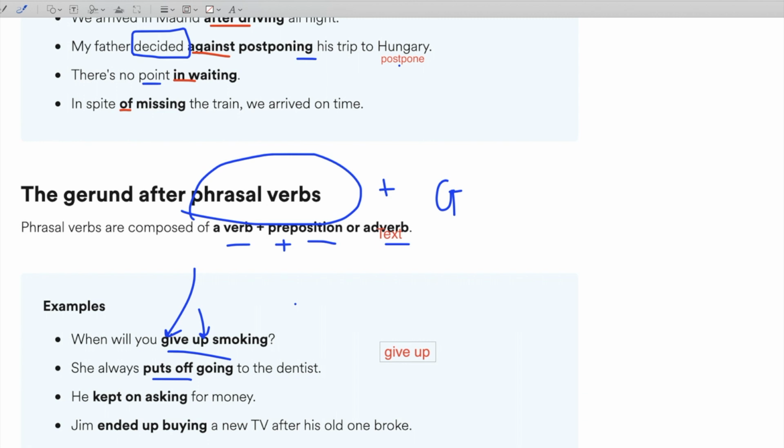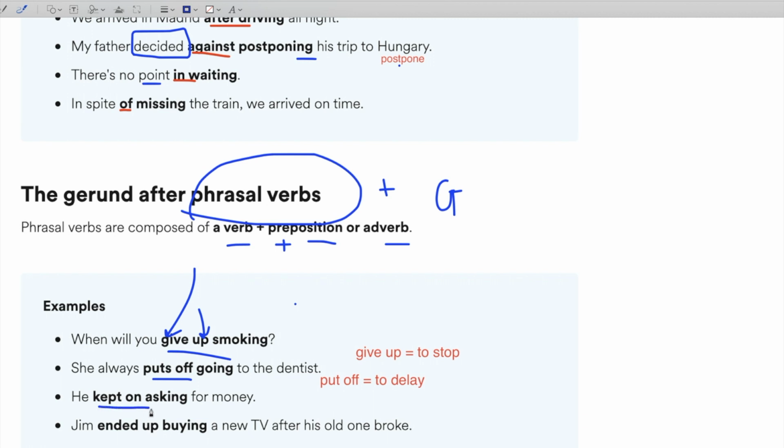So give up means to stop, right? I always tell my students never give up, never stop learning. Now put off means to delay. Means you don't do it now, you'll do it later. So you put off going to the grocery store. You put off cleaning your house. You put off washing your dishes, right?